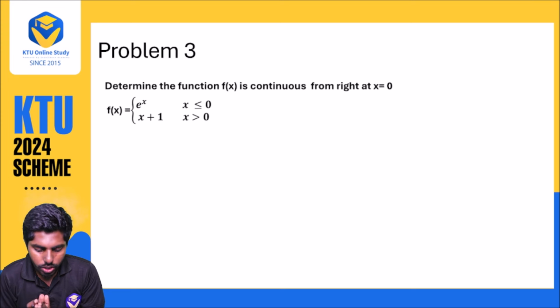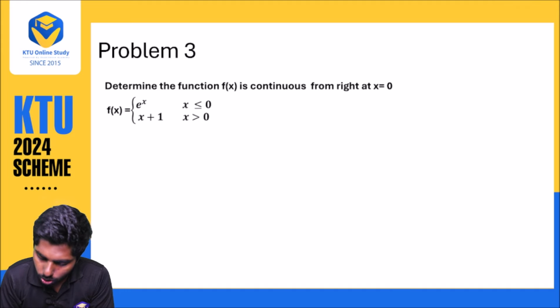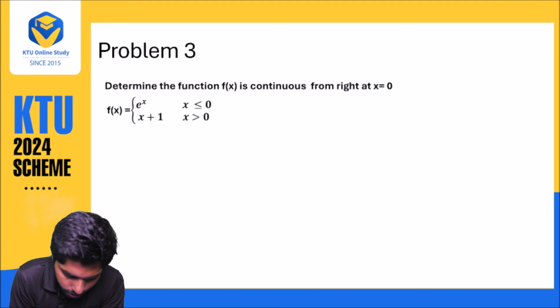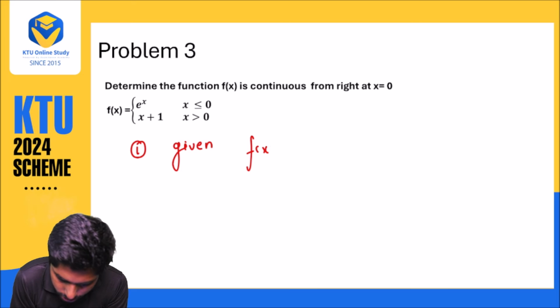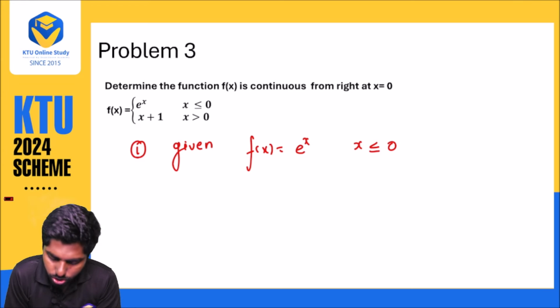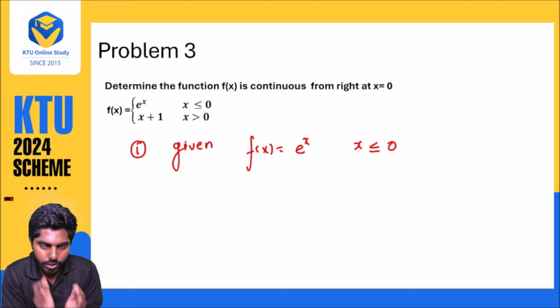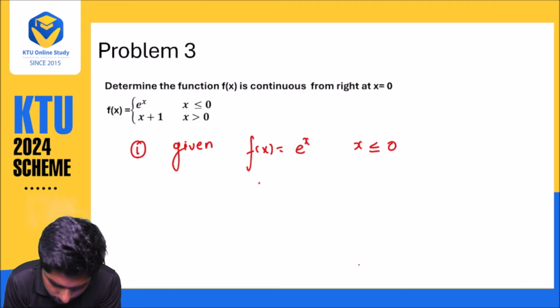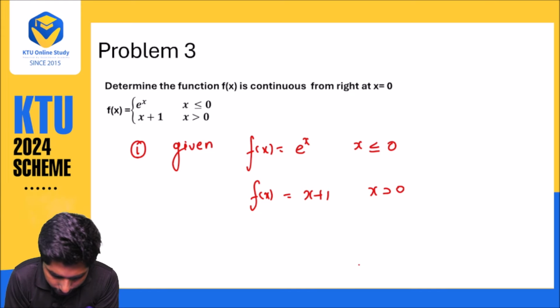Here also they are asking to determine whether the function is continuous or not. For that, what do you want to do? The first step is to write the given. Given f of x is equal to e power of x when x is greater than or equal to 0. So here they are saying x is greater than or equal to 0, e power of x. And the next condition they are saying is f of x is equal to x plus 1 when x is greater than 0. So from here I can draw a diagram.